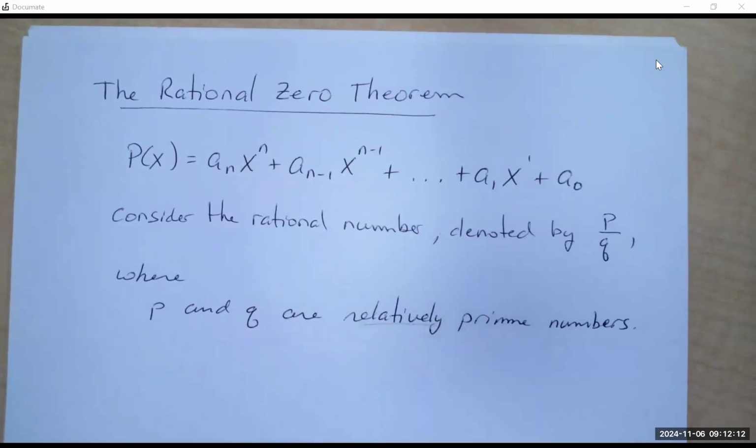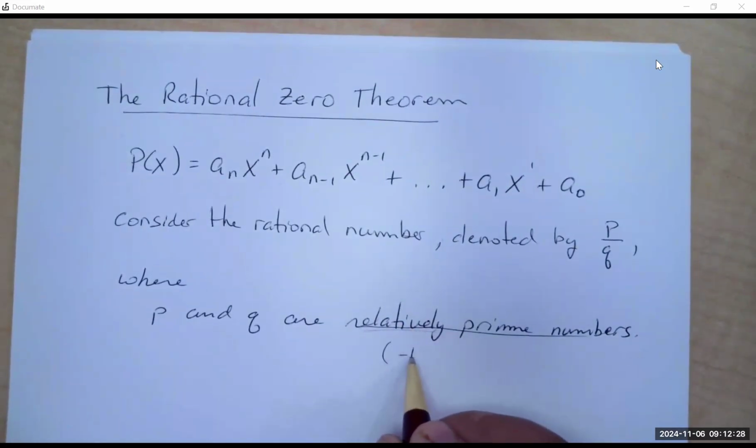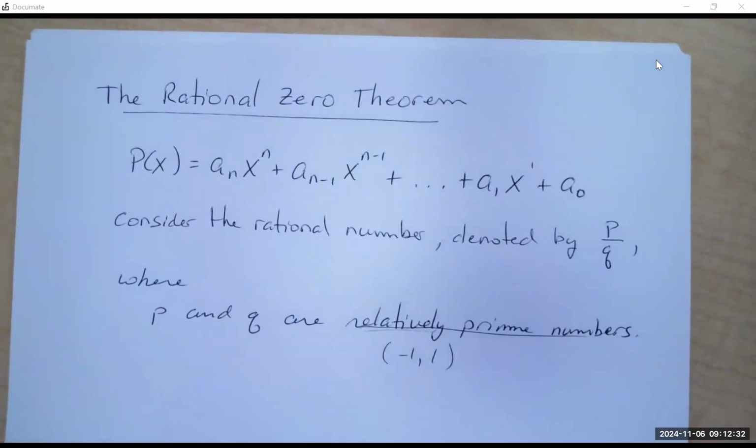Relatively prime numbers can have positive or negative one as a factor, so you can have positives and negatives. Relatively prime numbers are numbers that have negative 1 and 1 as factors, and no other number other than those two.